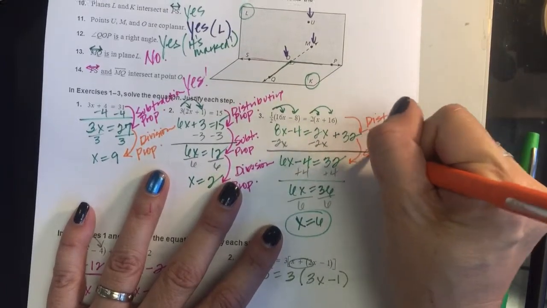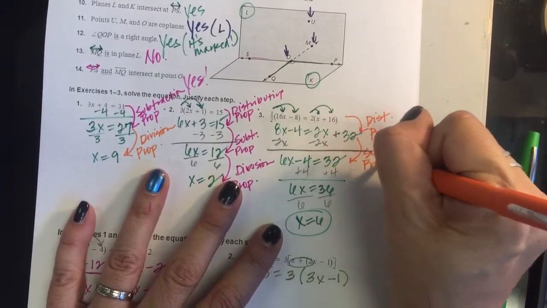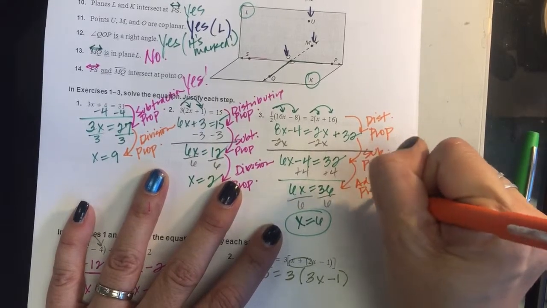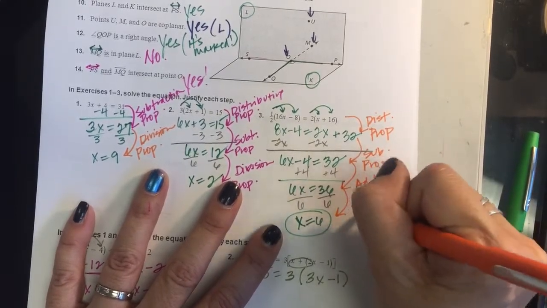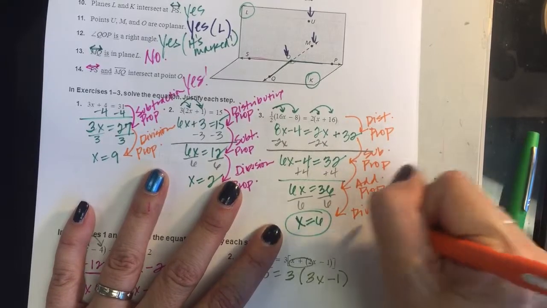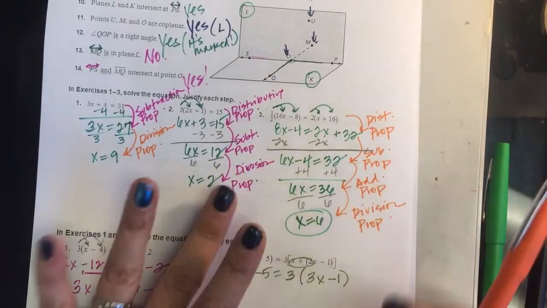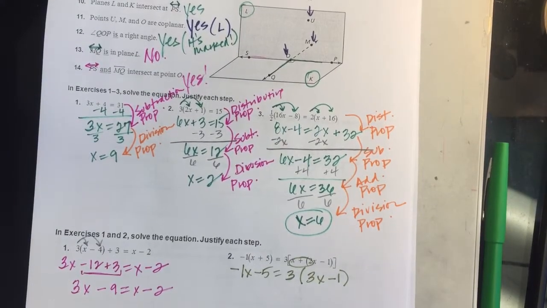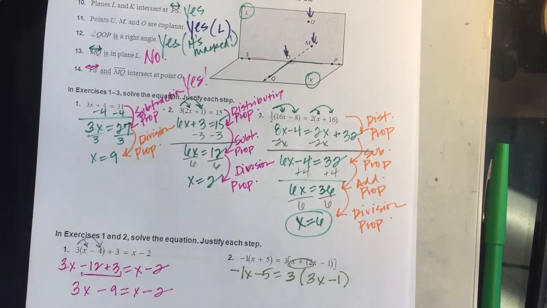My second step was subtraction property. My third step was addition property. My fourth step was division property. So going through and doing it and then going back and writing down how you're undoing is probably your best method.